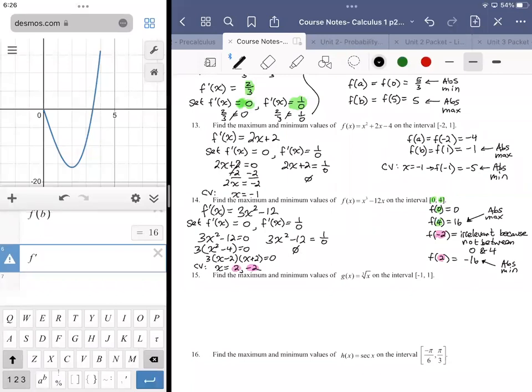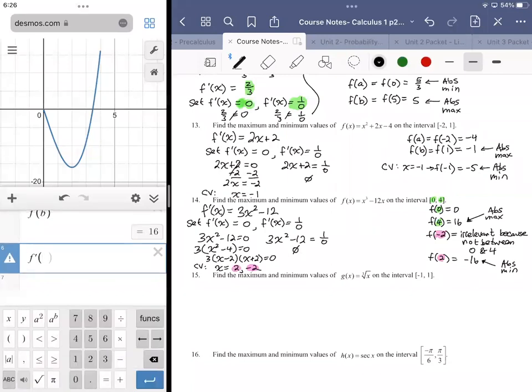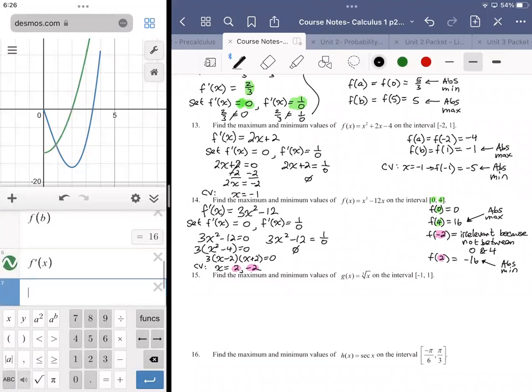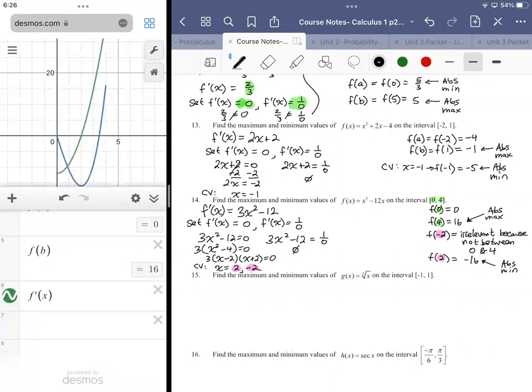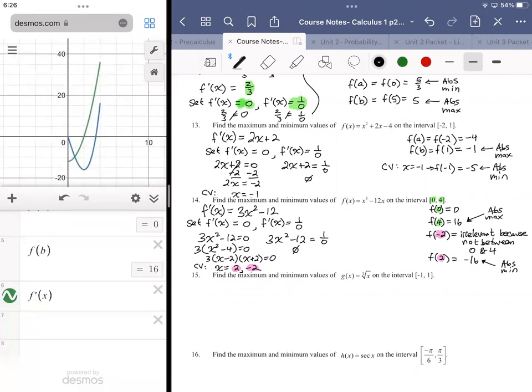All right, f prime of x, and then hit enter. And what it does is it graphs. In this case, you can see it's only graphing the relevant part of the function, which is good because that's all we care about. All right. Now, what I would want is any value where this function is equal to 0 or this function is undefined. So that's why I was saying that this approach is a little more on the tappy side, right?